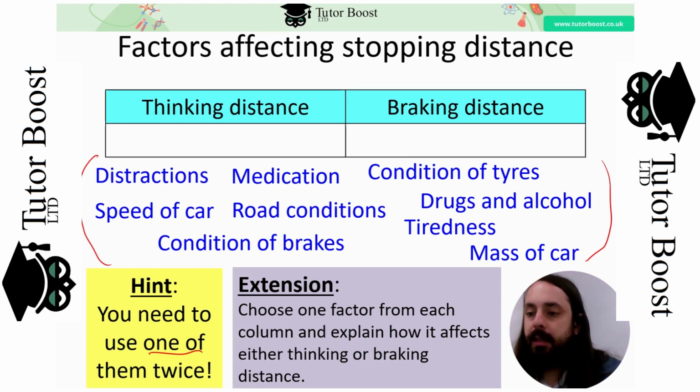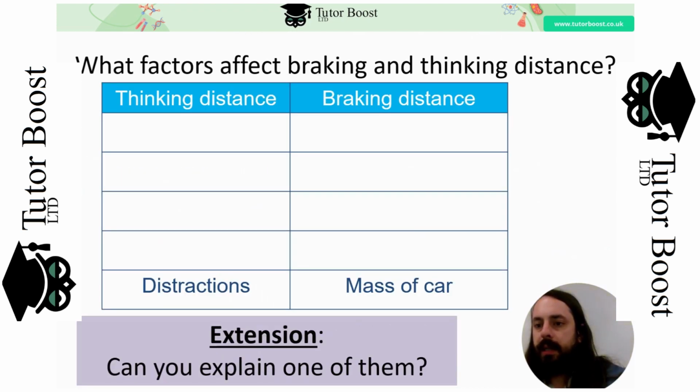And then as an extension, you can choose one of the factors and explain how it affects either thinking distance or braking distance. Okay, so let's have a look at the answer.